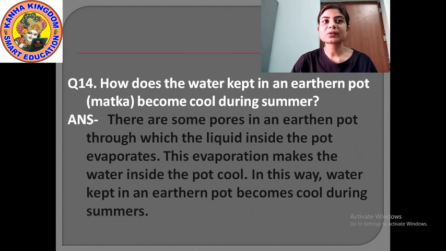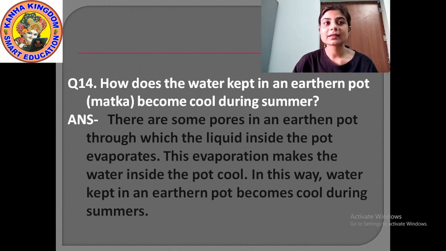So now, students, comes question number 14. How does the water kept in an earthen pot, that is matka, become cool during summer? I repeat, how does the water kept in an earthen pot, that is matka, become cool during summer? The water that you keep in the matka, the pot that is made of mud, why does it cool down on a summer day?